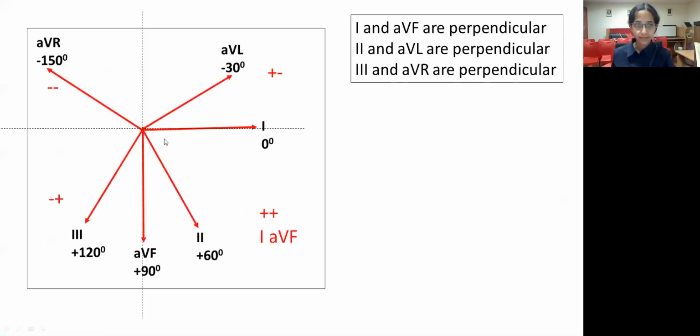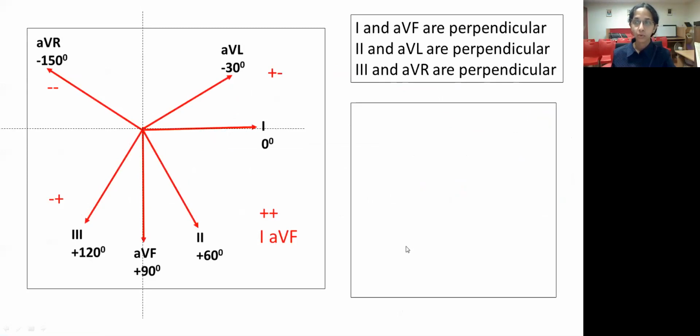Now here you can see another interesting point. Lead 1 and AVF are exactly perpendicular. Similarly, lead 2 and AVL are perpendicular and lead 3 and AVR are also perpendicular. So you have pairs of leads which are perpendicular to each other, and this is going to help us make understanding of the axis easier.